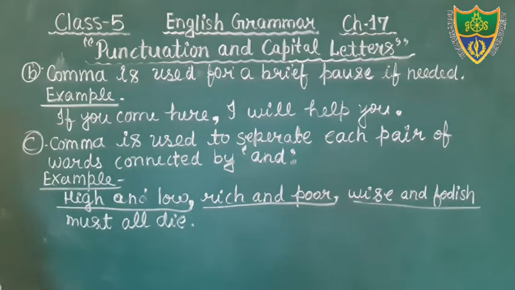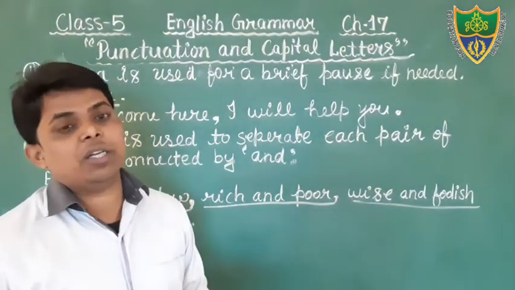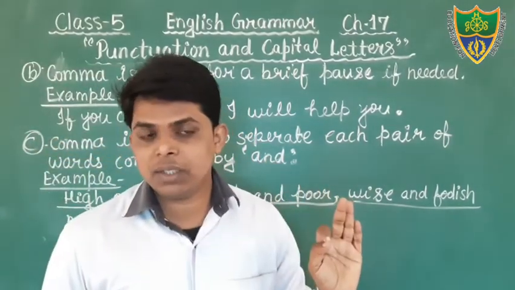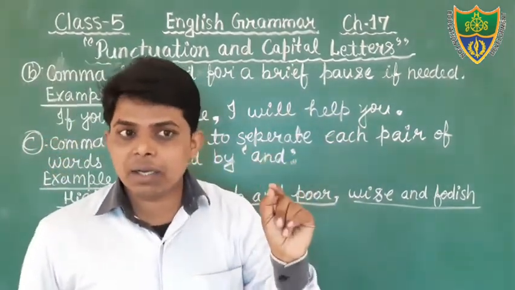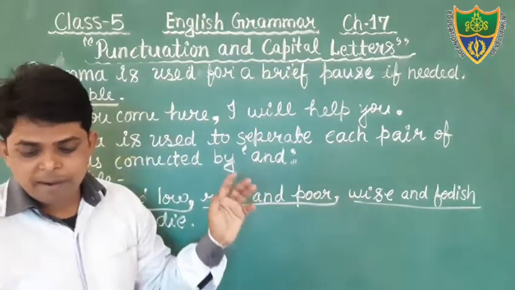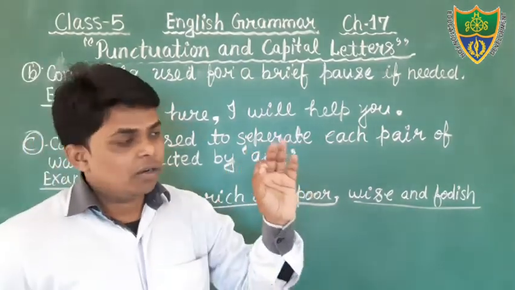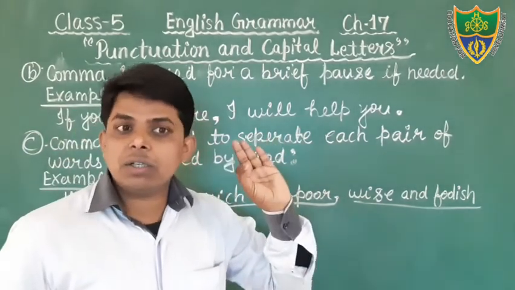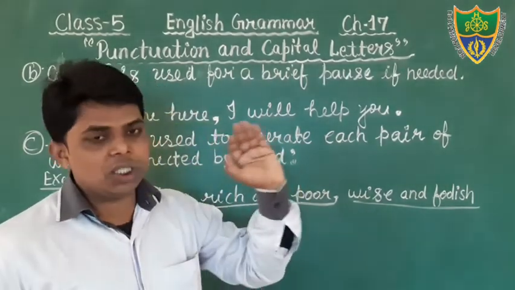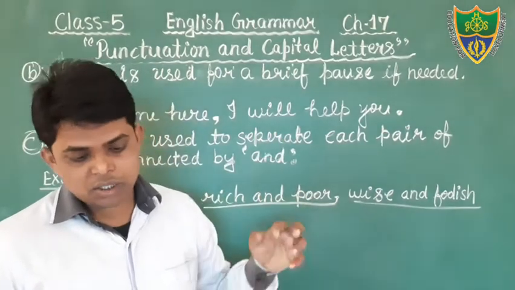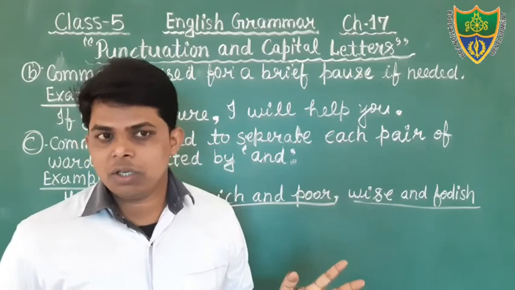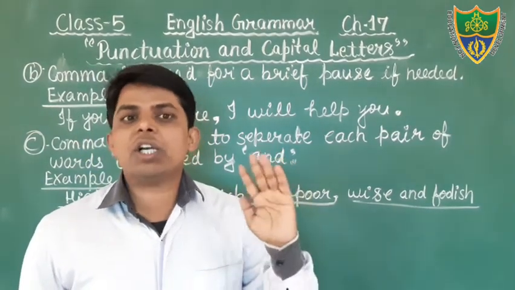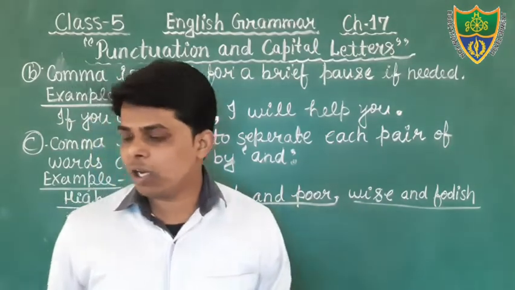One more thing I have told you: to separate the group of words in the same sentence, we use comma. Example I have told you in the previous class: America, Russia, China, France. We are taking the names separately, so between these names, America, comma, China, comma, Russia and France have veto power. Okay, students? Those who did not attend the previous class can watch the previous video at my YouTube channel.